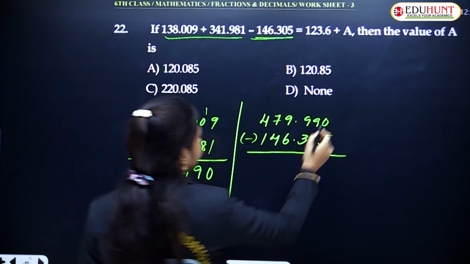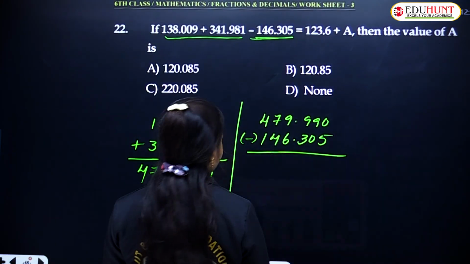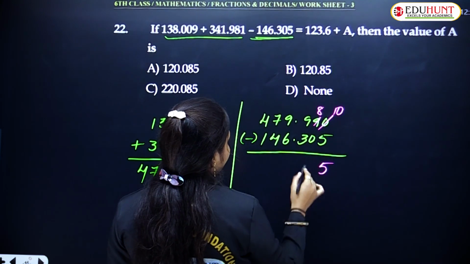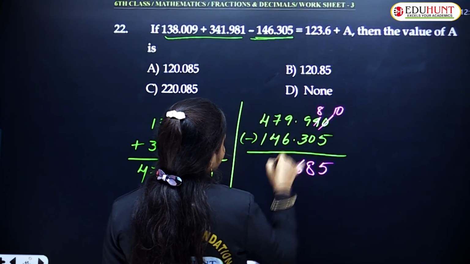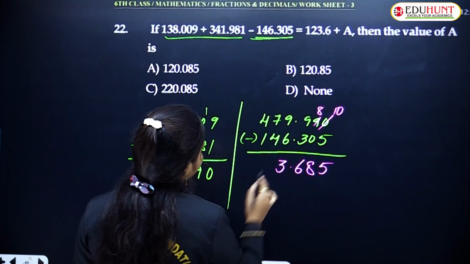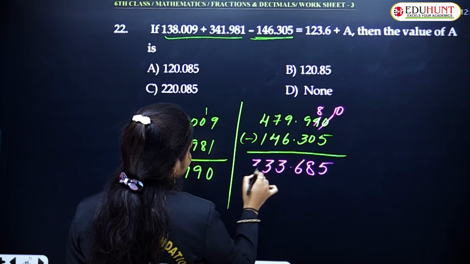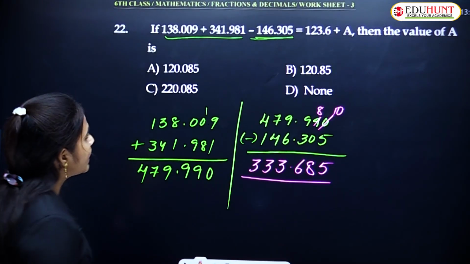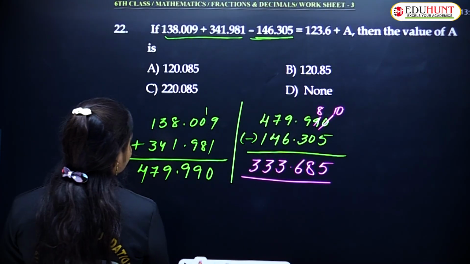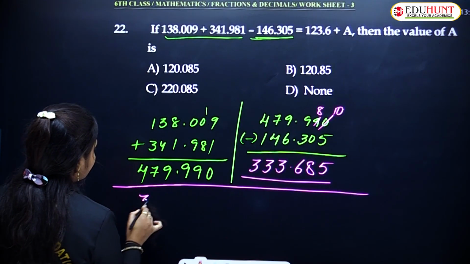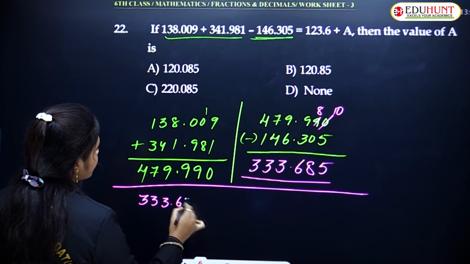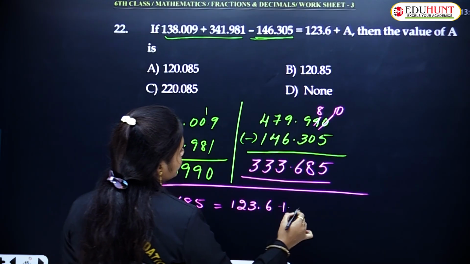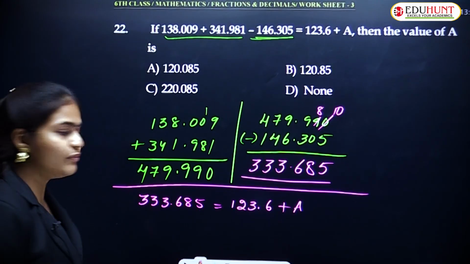Understand ma? Then what will you get here? This is 10, 8. 10 minus 5 is 5, 8. 9 minus 3 is 6. 9 minus 6 is 3. 7 minus 4 is 3. 4 minus 1 is 3. So 333.685. So how can we write it? Here we will get 333.685 equals 123.6 plus A.